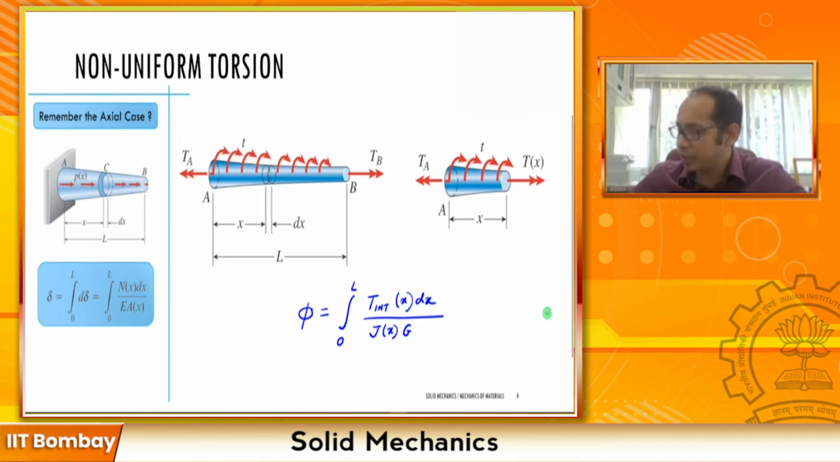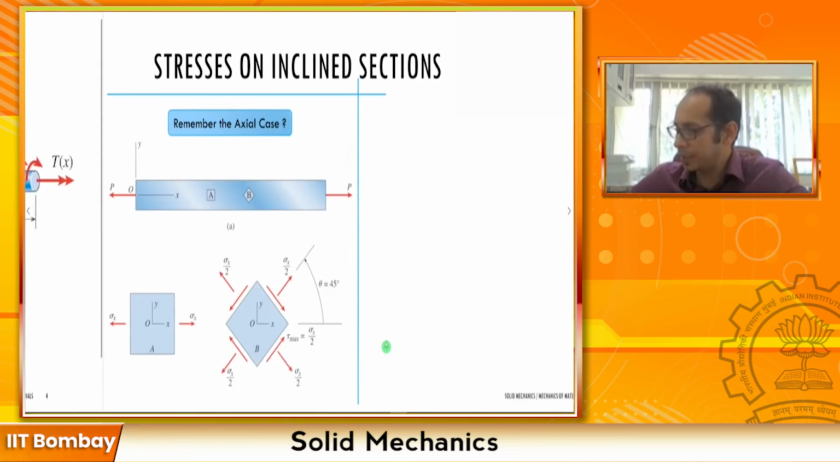So analogically again, very similar to what we had derived over here: internal torque, length of dx, divided by the shear modulus times the polar moment of inertia. Okay, all right, so let's move ahead.